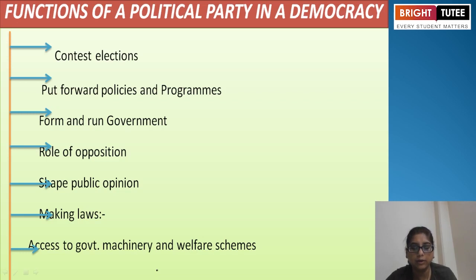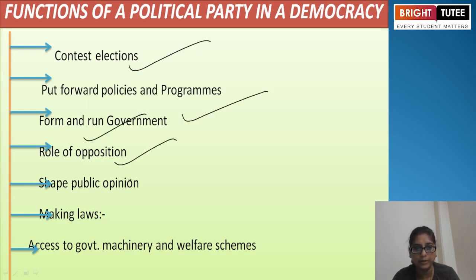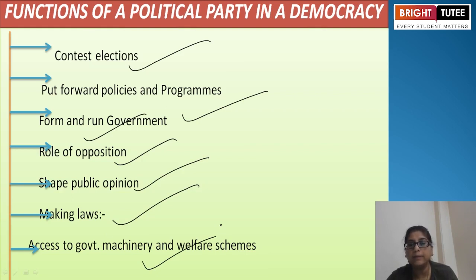Now the functions of a political party. What exactly are the functions? To contest elections, to put forward policies and programs, form and run government, play the role of opposition, shape public opinion, make laws, and provide access to government machinery and welfare schemes. Parties mold public opinion to provide political education to the masses. They organize, educate, and discipline the masses, and they stimulate interest in public affairs. They put forward their policies and programs.